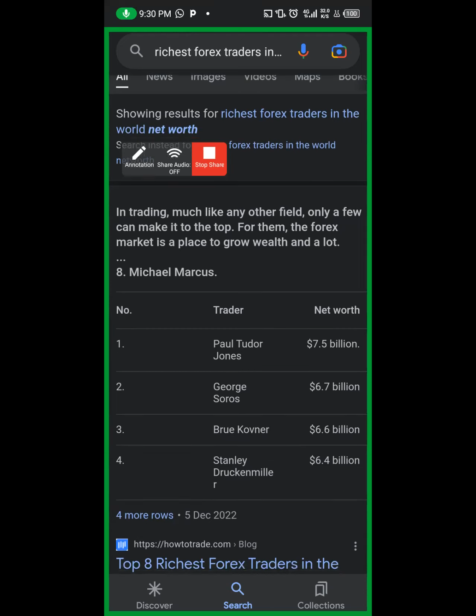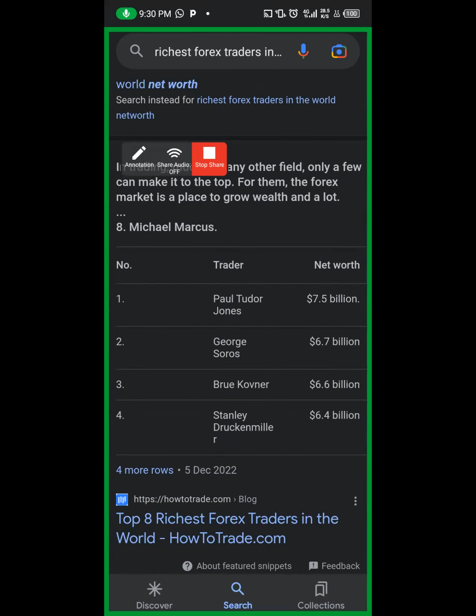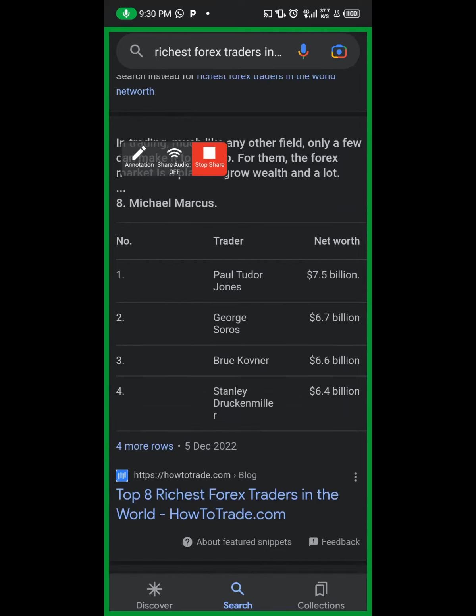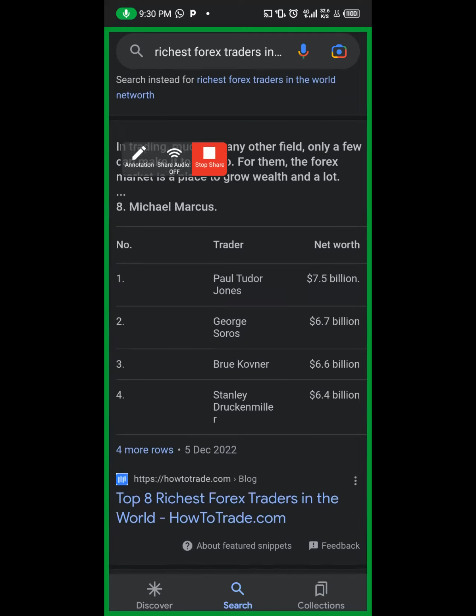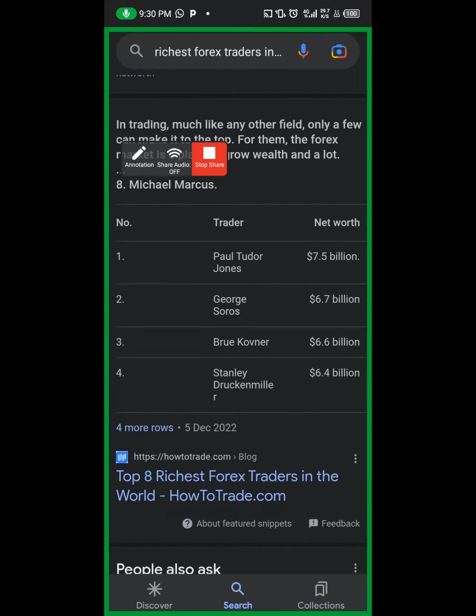So these guys, they took it like a real business, and not just them, but a lot of people. We're just showing the richest in the world now, okay? There are still more lists. This is just showing the preview, right? We have the top 8 richest forex traders in the world, we have 16, we have the top 200, but these are the top 4 that we are seeing here now. 6.4 billion, 6.6 billion, 6.7 billion.